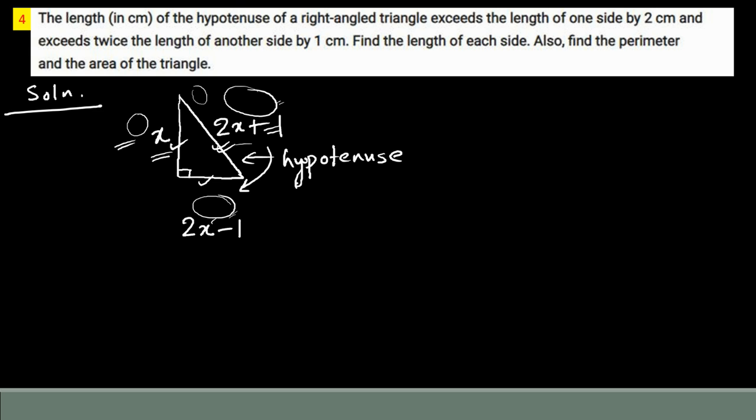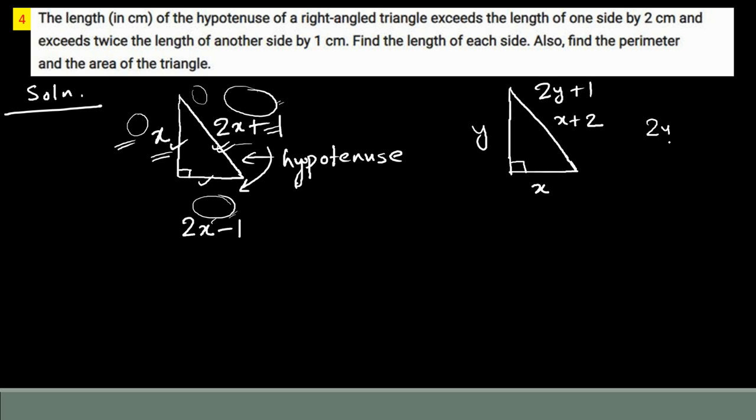Or else there is another way to do it. If you go line by line, then also you can do it. If you read the problem line by line, the length of the hypotenuse of a right angle triangle exceeds the length of one side by 2 centimeters. So let's say we said this is x, then this will be x plus 2. Okay. And it exceeds twice the length of another side by 1 centimeter. So let's say this is y. So this will be 2y plus 1.